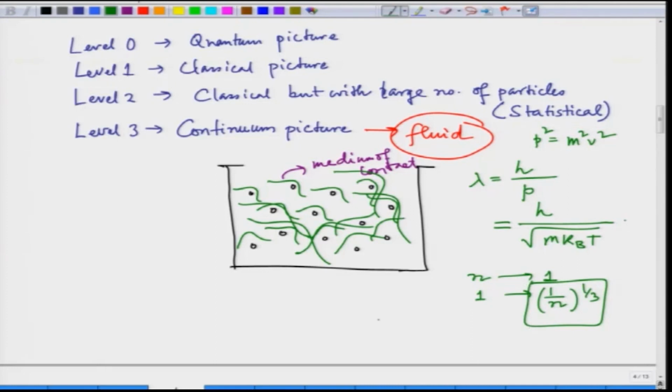So, the intermolecular distance or interparticle distance will be, on average, roughly like this. That is a rough estimation, of course. That should be very much greater than the de Broglie wavelength in order to get rid of the quantum effect. So, once again, if the de Broglie wavelength is greater than the intermolecular distance, then we cannot get rid of quantum effects.